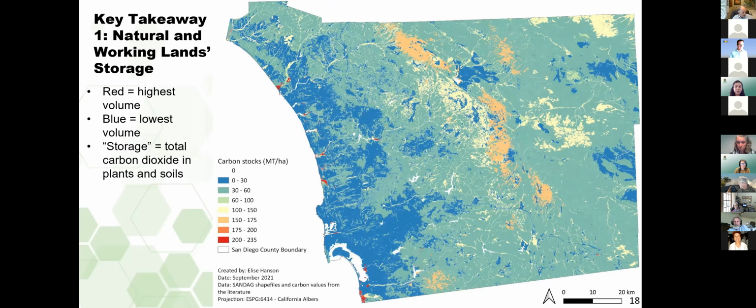Here, storage means the total accumulated carbon dioxide that is held in dead and living plant and fungal tissues, bacterial cells, and in soils. Carbon storage is sometimes referred to as carbon stocks, sinks, or pools. Carbon storage is a volume and is most commonly measured in carbon dioxide equivalent per unit of area.